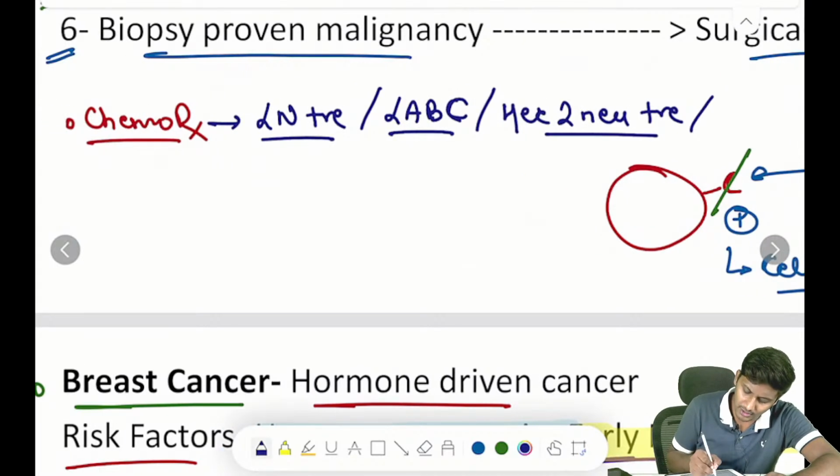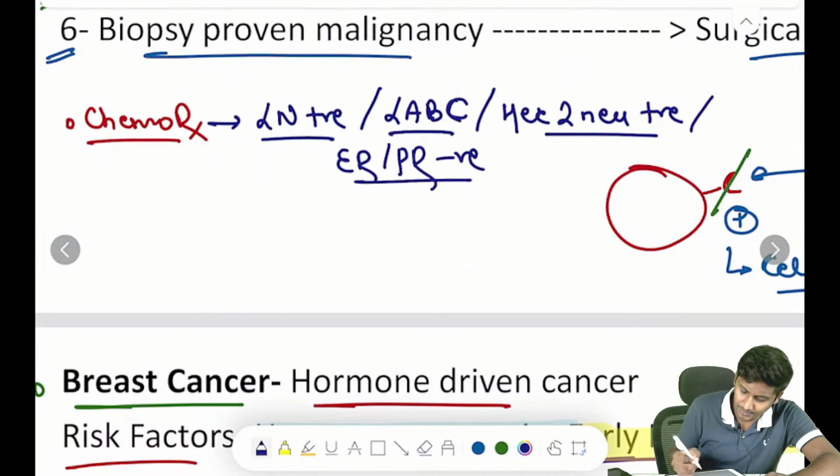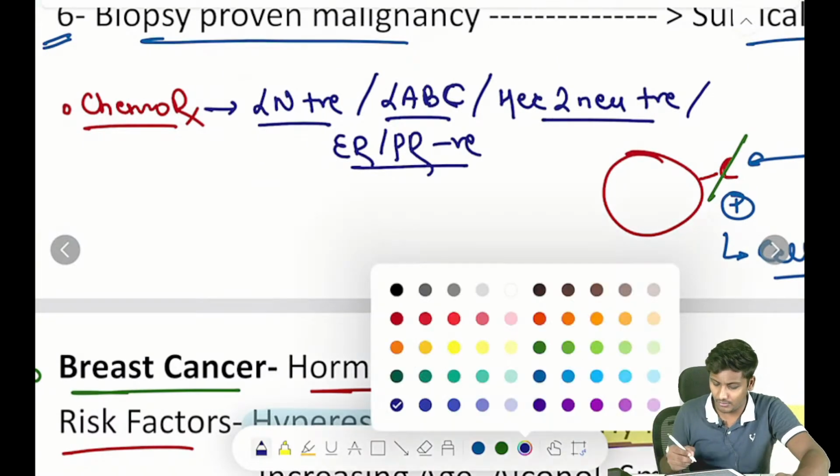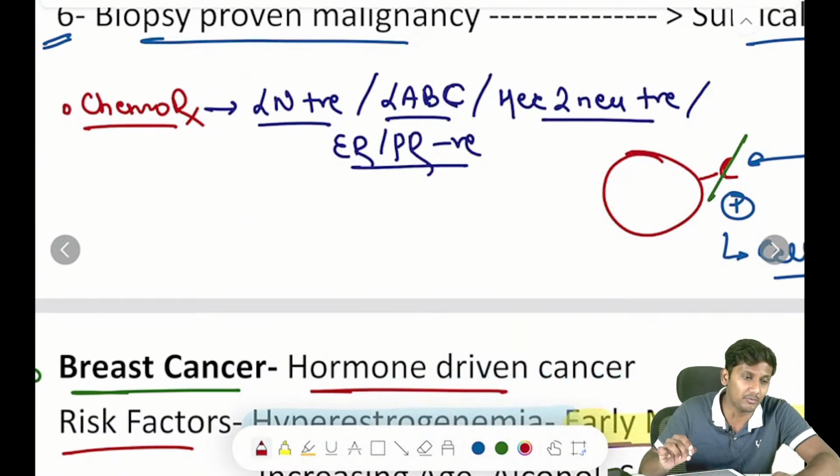It is even given in patients who are having ER and PR negative breast cancer. These are the indications of chemotherapy. In these patients, we have to give chemotherapy.